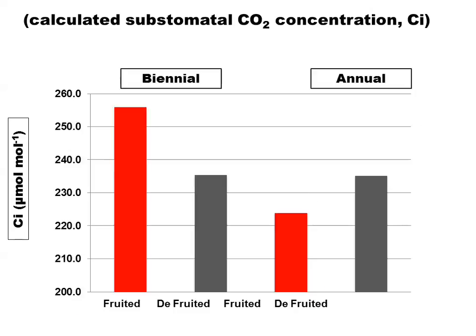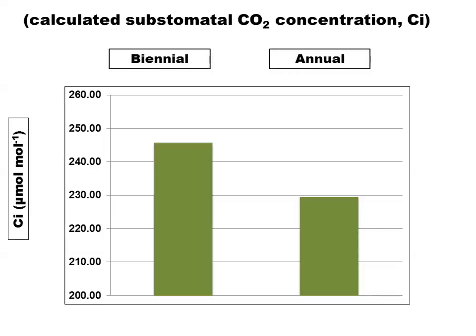You see the fruited and defruited are higher. Fruited is higher in biennial versus annual, higher in fruited versus defruited within biennial, and lower in fruited versus defruited in annual. If you bring all the biennial and all the annual together, you will find that in biennial, in general, the intercellular CO2 concentration is higher than in the annual.